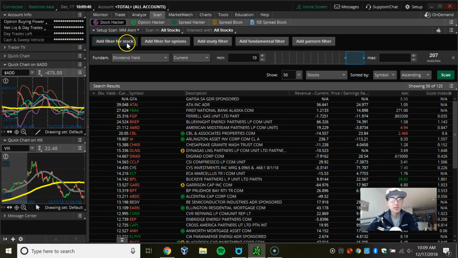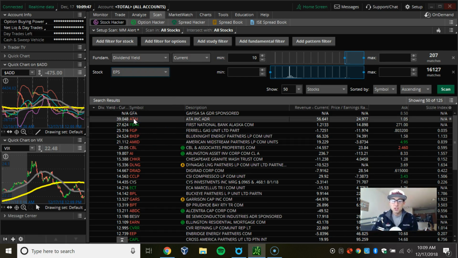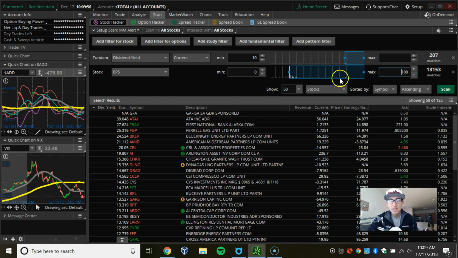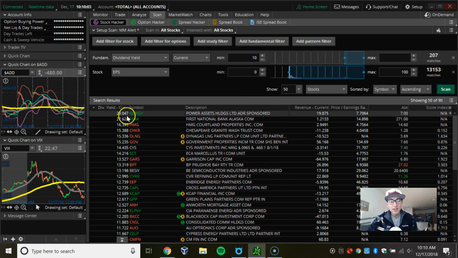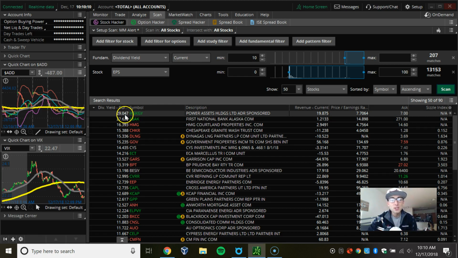So what I'm going to do is add a filter for a stock, and I want to make sure that the earnings per share, which is how much the investors are getting at the end of the day, is above zero. I don't want to be getting paid by a company that is consistently losing money. So all you do is put the minimum earnings per share at 0 and click scan, and then boom, there goes that 34% dividend. They weren't making money for the investor, so I'm not interested. But we do have these 20% dividends still hanging out in there.